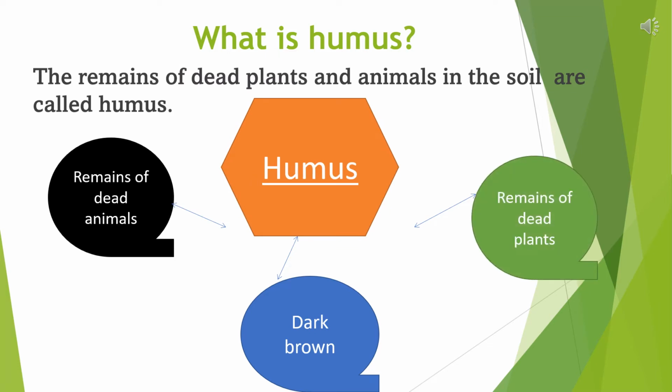In the previous slide, we have learnt about fertile soil, that humus makes the soil fertile. Now let's have a look, what is humus? The remains of dead plants and animals in the soil are called humus.